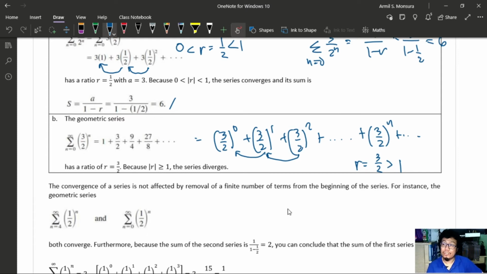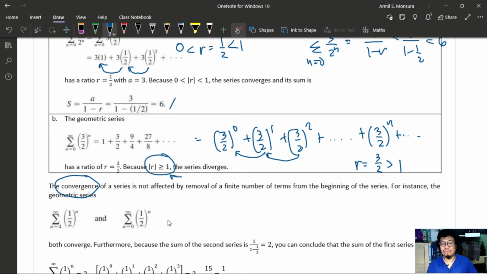Okay, and according to theorem 6, this is a divergent geometric series, because your common ratio r is greater than 1, so therefore the series diverges. Okay, so the convergence of a series is not affected by removal of a finite number of terms from the beginning of the series. Take note, the convergence, okay, not the sum.